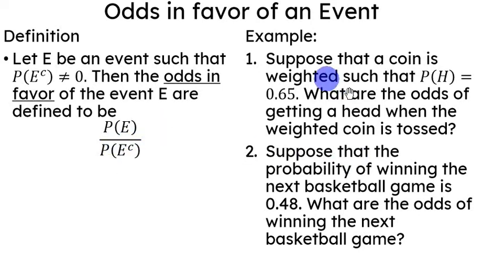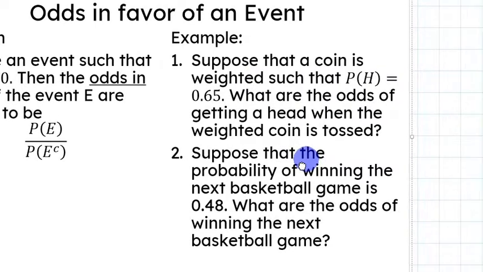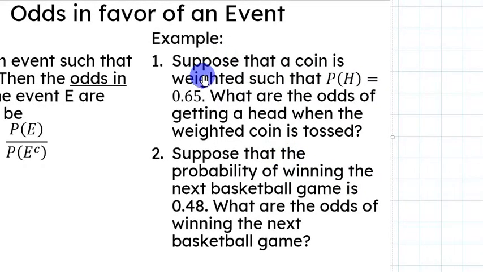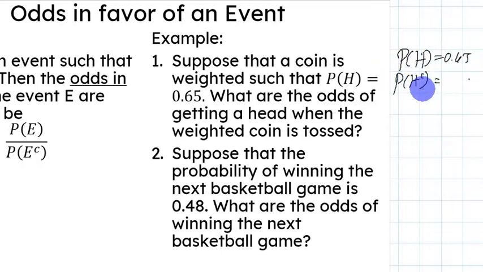So let's have this example. Suppose that a coin is weighted such that the probability of getting a head is 0.65. What are the odds of getting a head when a weighted coin is tossed? We are given that the probability of getting a head is 0.65, which means the probability of not getting a head is 1 minus 0.65, or 0.35.